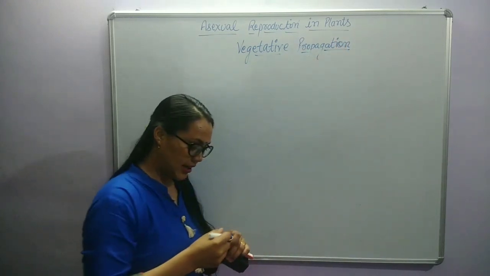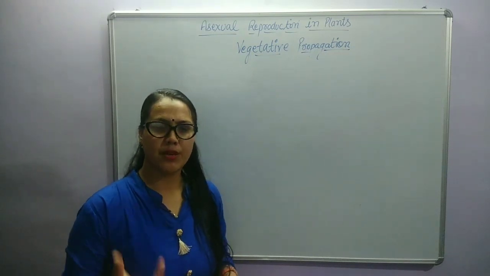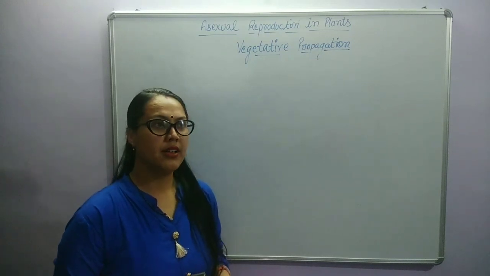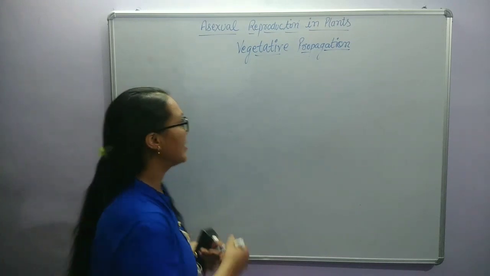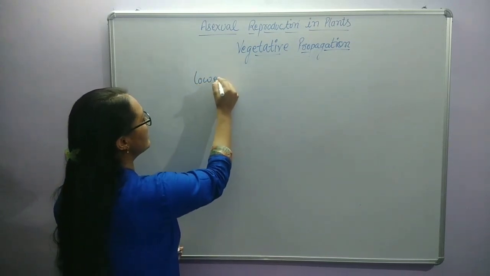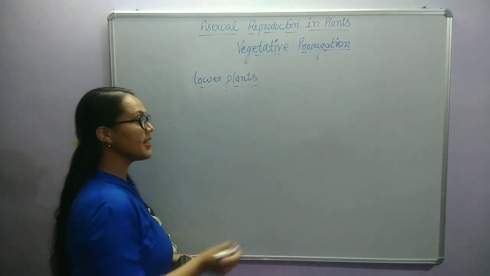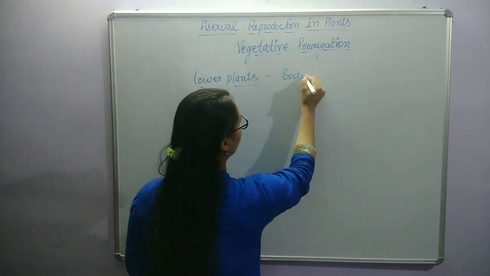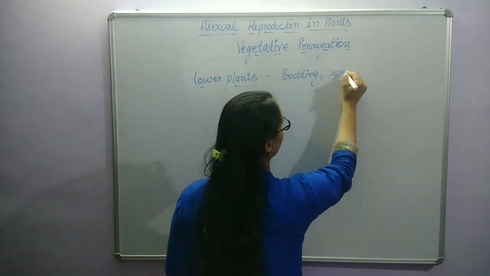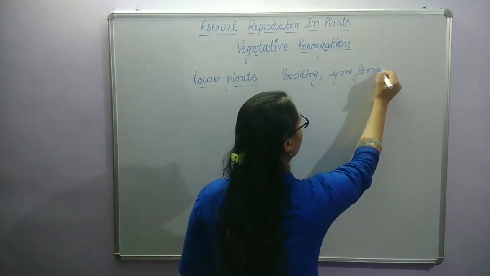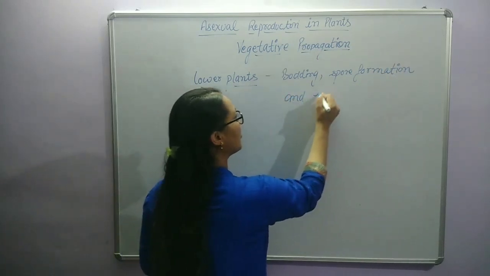Now first thing I need to tell you is that in lower plants, like bryophytes and pteridophytes, asexual reproduction takes place by various means like budding, fragmentation, spore formation, etc. In lower plants, asexual reproduction basically takes place by budding, spore formation, and fragmentation.